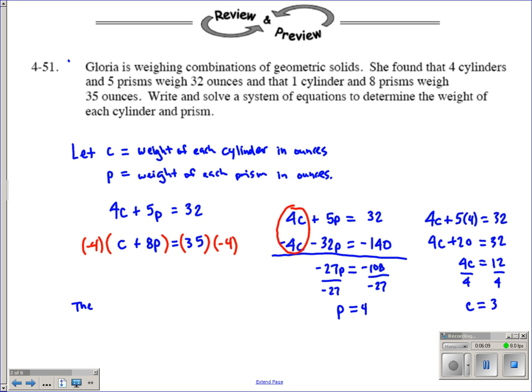So the weight of one prism is 4 ounces, and the weight of one cylinder is going to be 3 ounces.